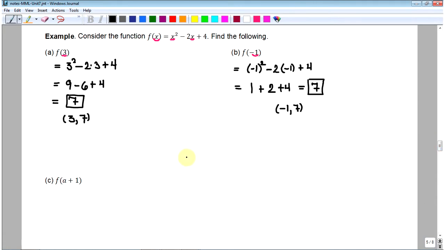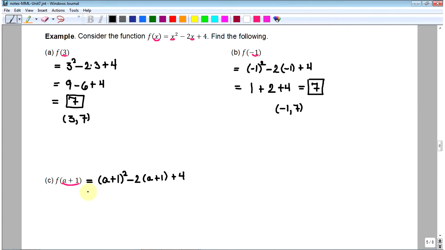Okay, for part C, we want to find f of a plus 1. So even though this looks a little bit more complex, we're still going to follow the same method to evaluate it. This just means we're going to substitute a plus 1, that entire quantity, everywhere we see an x in our f equation. So instead of x squared, we have a plus 1 quantity squared. Minus 2, instead of times x, it's times a plus 1. And then we have plus 4 on the end.